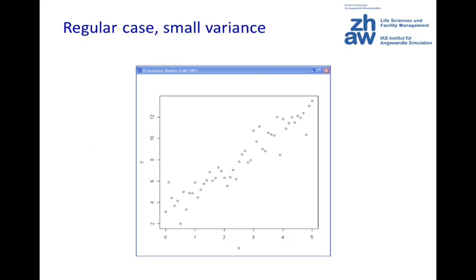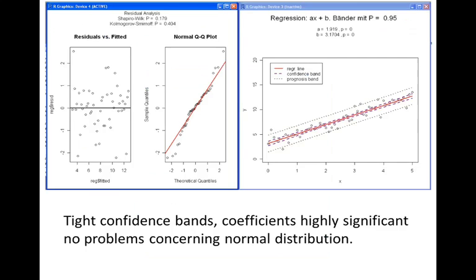The regular case in regression, we have small variance, very clear picture, there is not much to discuss here, and so the model is very obviously telling us that we have a very good regression line, very high significance for the coefficients, very tight confidence and prognosis bands. The normality is fine here from the tests. From the QQ plot, this may be a little unclear, but this is difficult to tell. There is no structure in the residual plot.